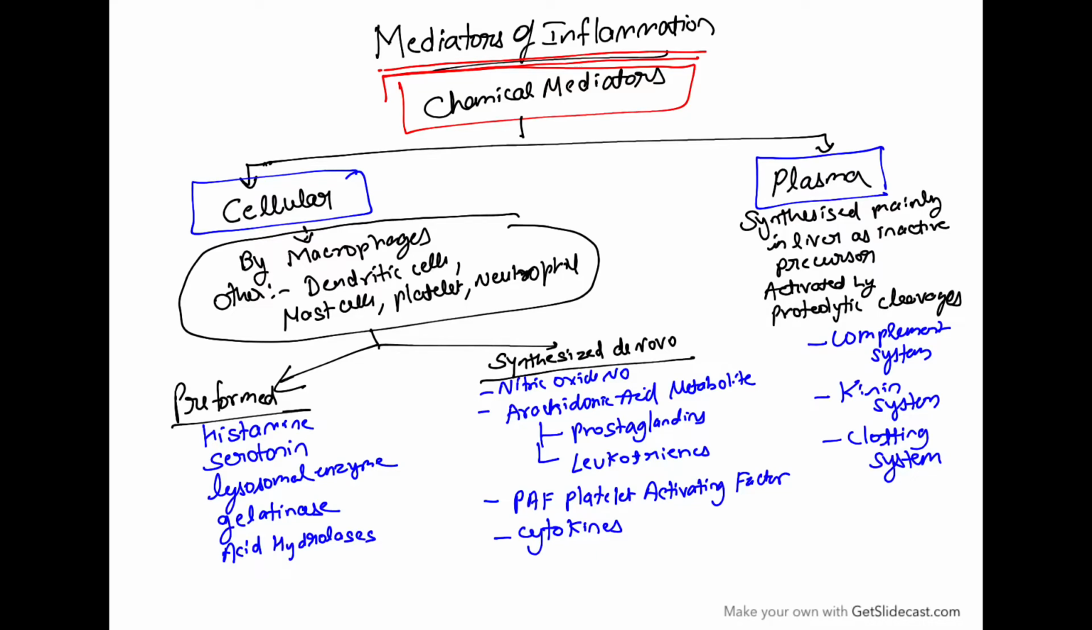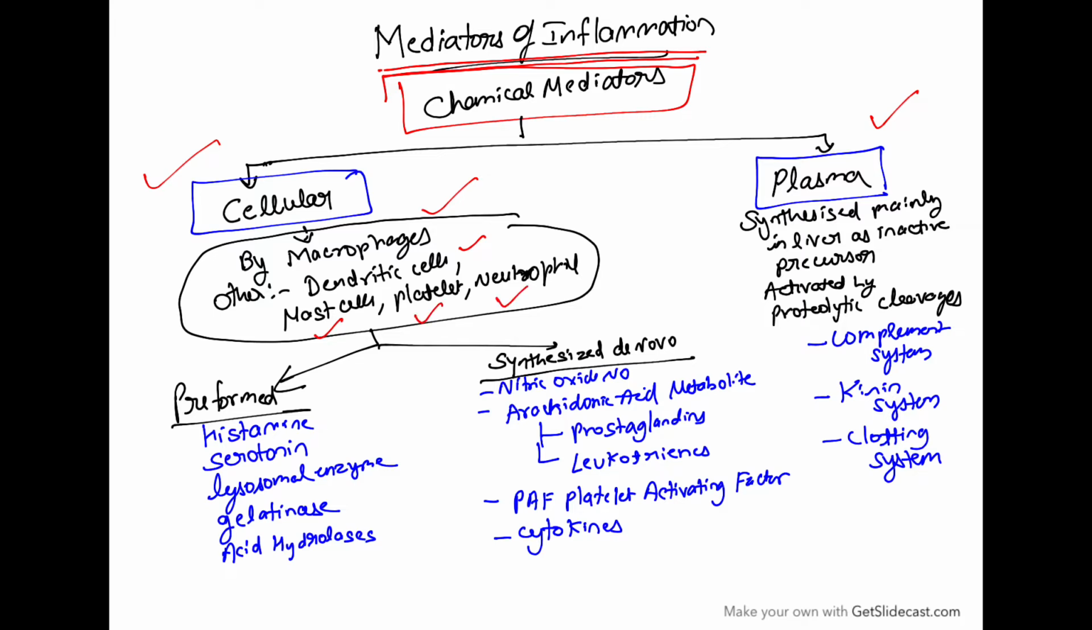Today we are going to discuss the mediators of inflammation, the chemical mediators. The chemical mediators could be cellular mediators or plasma mediators. Now what is the difference? Cellular mediators means they are synthesized, they are produced by cells like macrophages. Majorly produced by macrophages, but there are other cells also like dendritic cells, mast cells, then platelets or neutrophils.